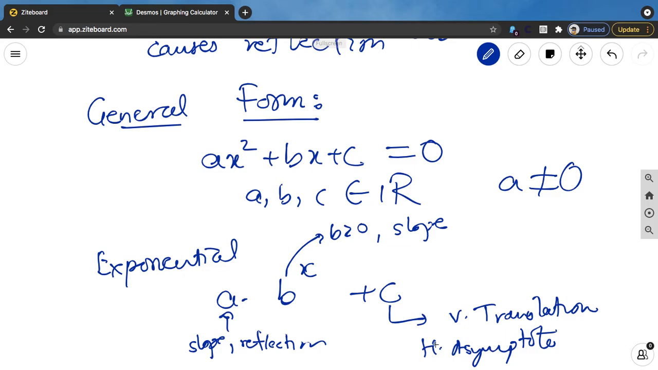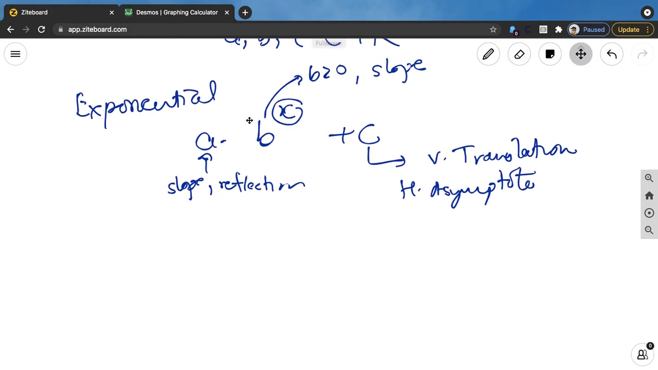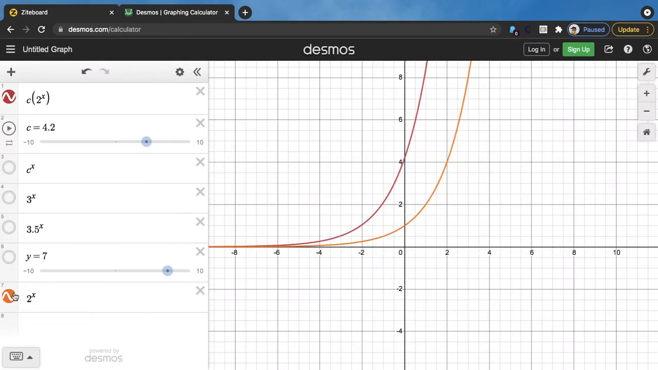One more transformation which we are forgetting is, what if x gets multiplied with a number? What kind of transformation happens then? It is more like a horizontal stretch or compression. Let's look at that and then conclude. So we have a times b raised to x, but we are assuming that x is never multiplied with anything. What happens in that case?